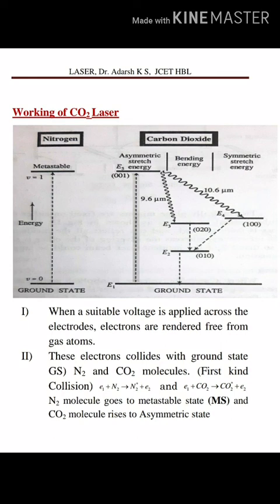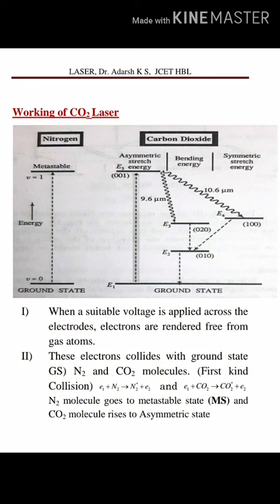Now the working is, once the electrical discharge takes place in the discharge tube, free electrons from the gaseous molecules collide with the carbon dioxide molecules as well as the nitrogen molecules. So generally there are two kinds of collision. The first kind of collision is when any energetic particle collides with a ground state atom, then the ground state molecule is raised to an excited state.